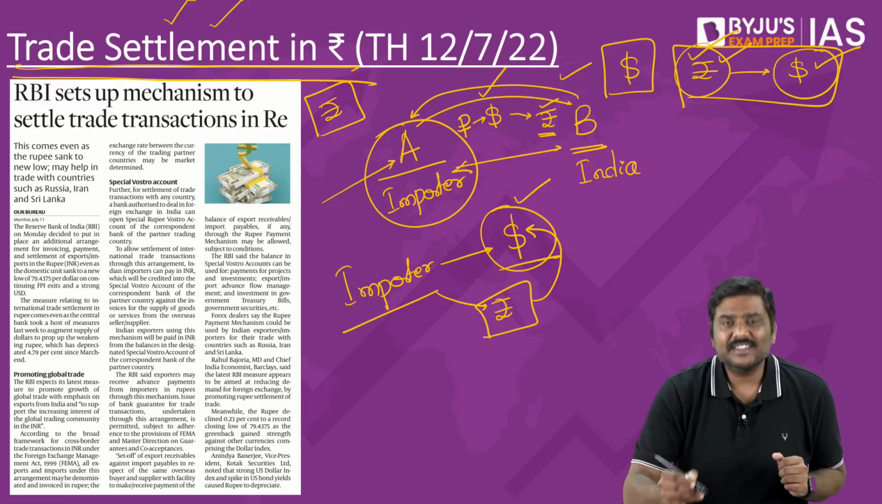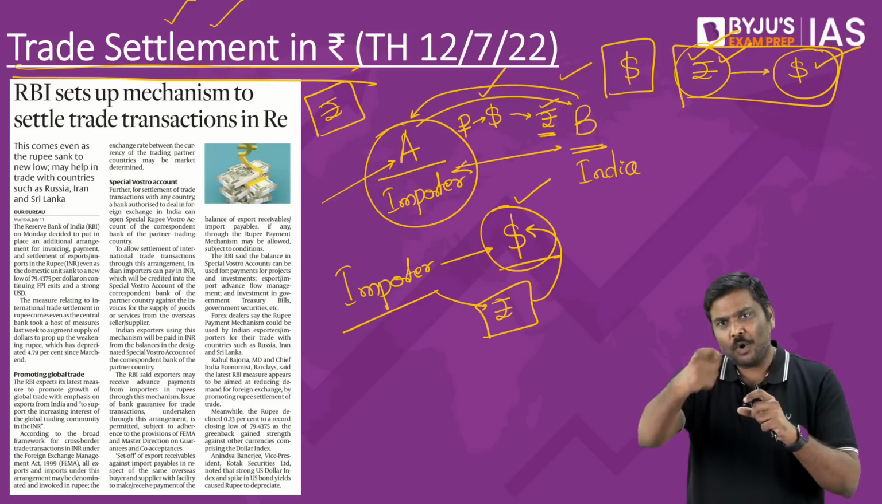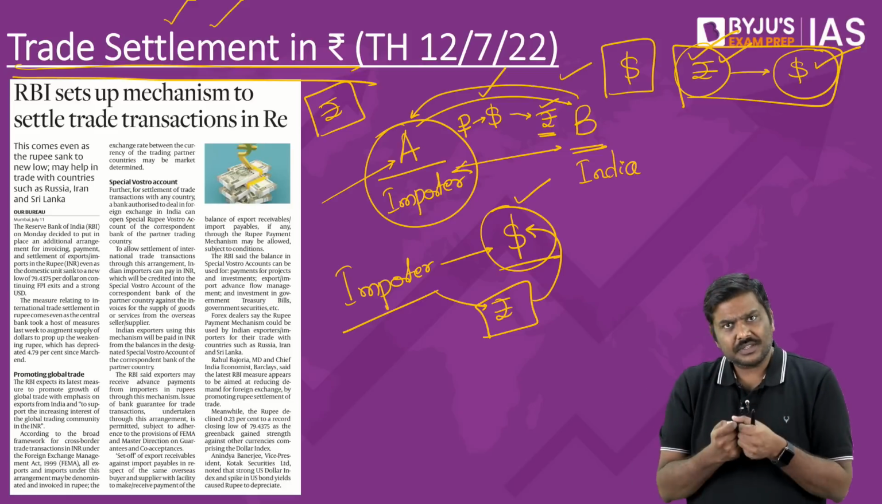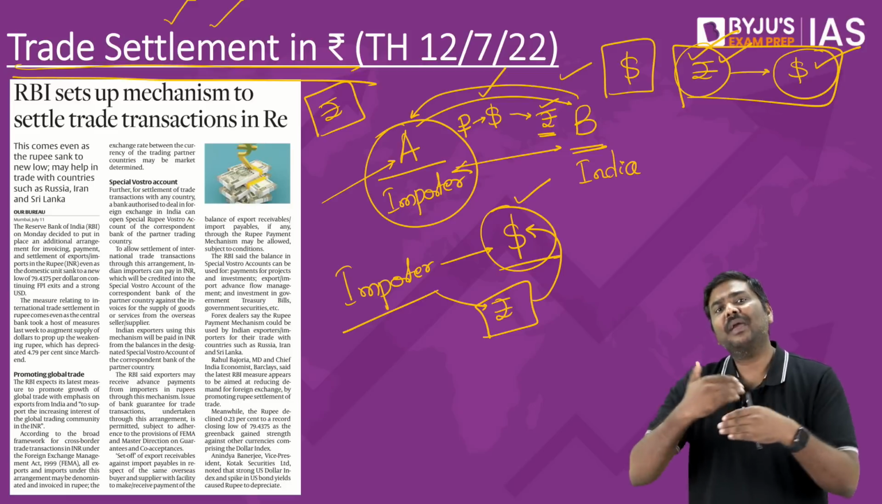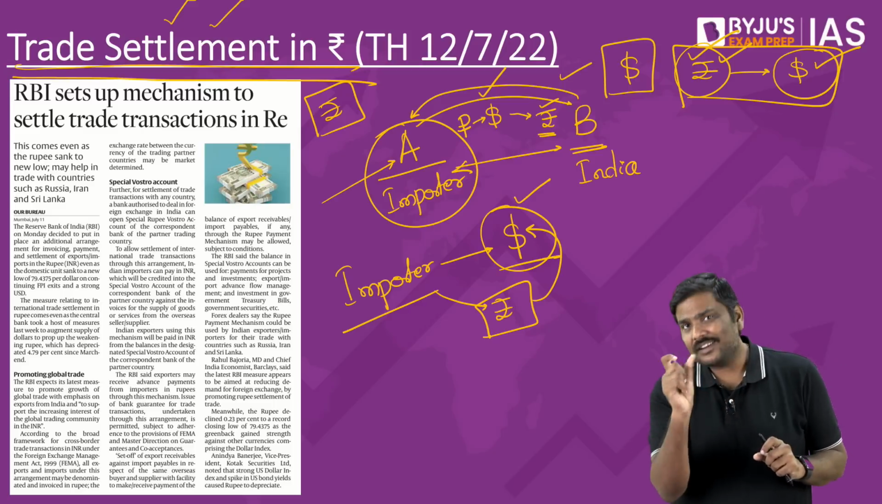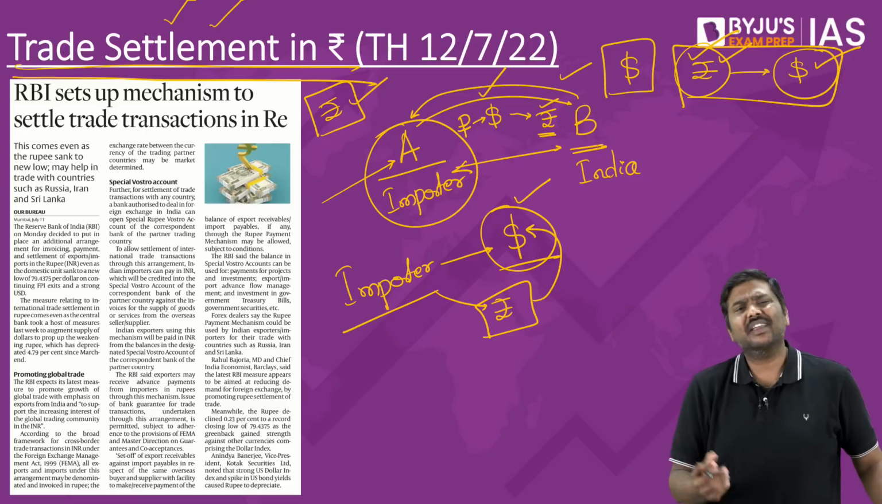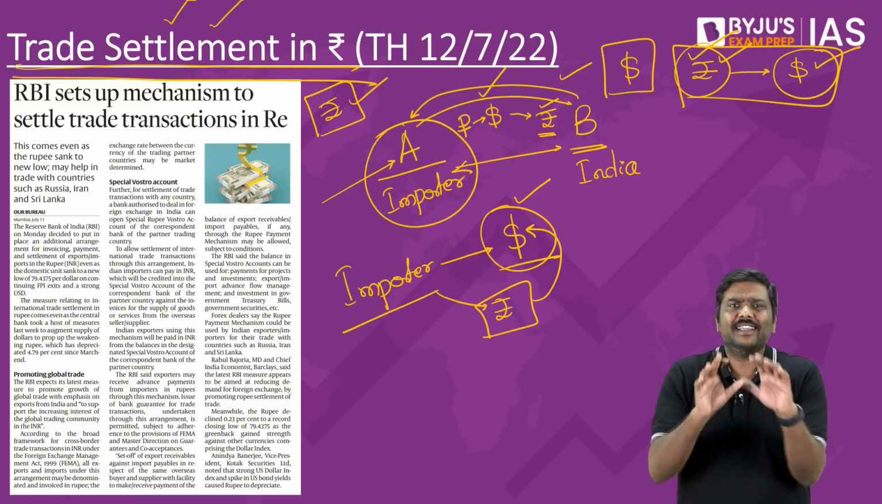If you remember the earlier example, we traded in terms of a foreign currency. That is, when I exported, I got paid in dollars. When I imported, I made a payment in dollars. So rather than using dollars for conducting transactions, now RBI simply says, why don't we use the domestic currency, that is rupees? How can that happen?